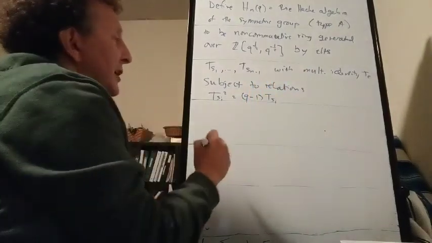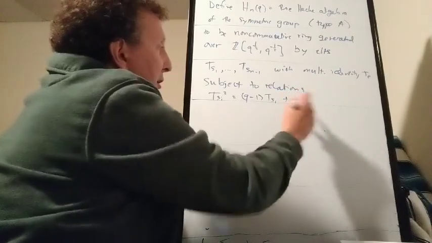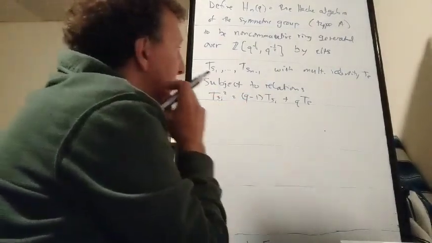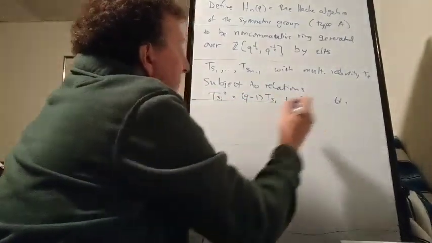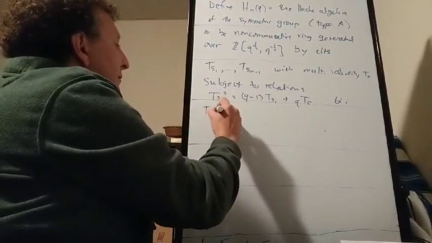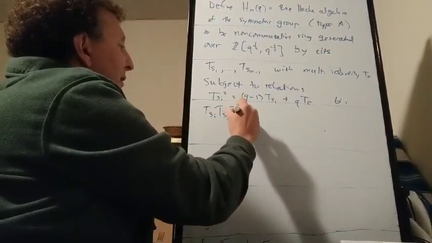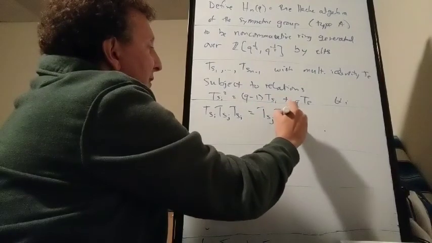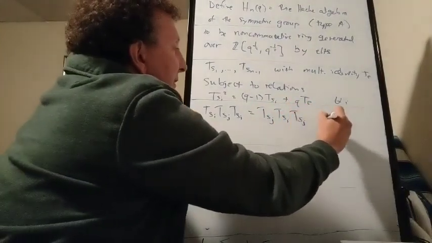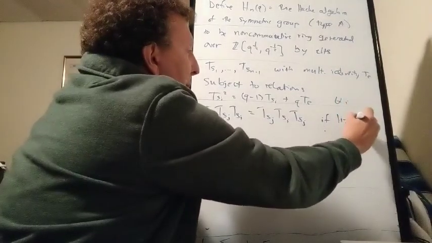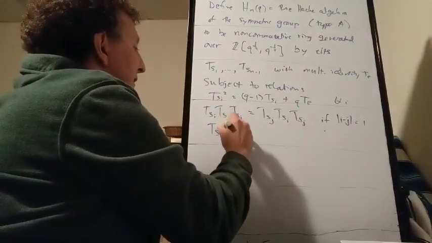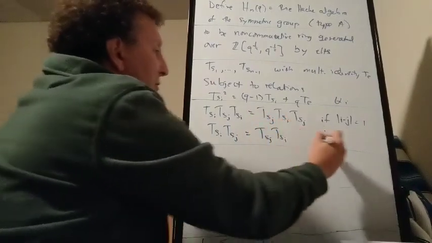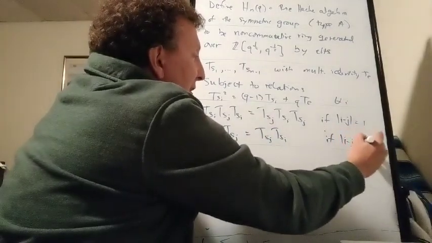Now, generator squared is not equal to the identity, but it's equal to q times the identity plus (q minus 1) times the generator itself. We have a braid relation, T_{s_i} T_{s_j} T_{s_i} equals T_{s_j} T_{s_i} T_{s_j}, if i and j are exactly 1 apart, and T_{s_i} T_{s_j} equals T_{s_j} T_{s_i}. These generators commute if i and j are at least 2 apart.